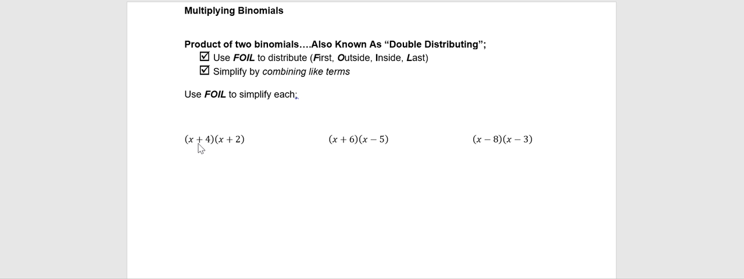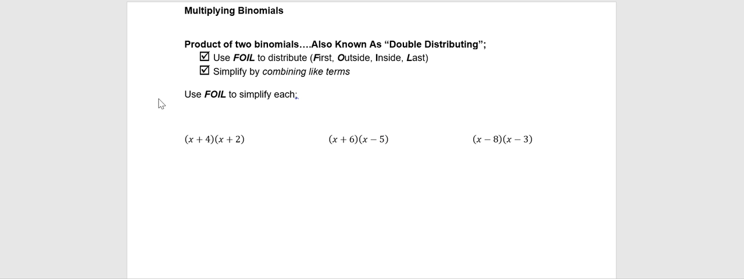A binomial is nothing more than an algebraic expression that is made up of two terms that are either being added or subtracted. So in this case, x plus 4 is a binomial because it's made up of two terms, the x and the 4. And in this case, those terms are being added. Whereas if I go, say, to this middle example, x minus 5 is a binomial because it's made up of two terms, the x and the 5. And in this case, they're being subtracted.